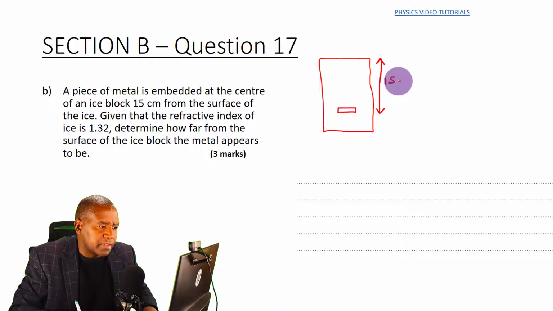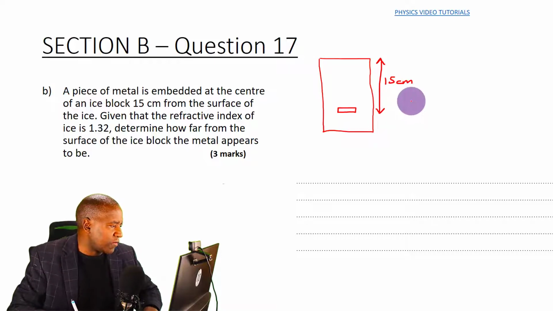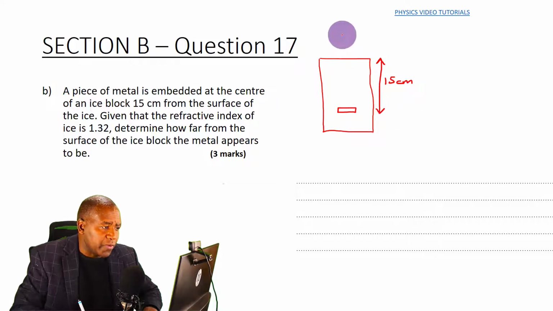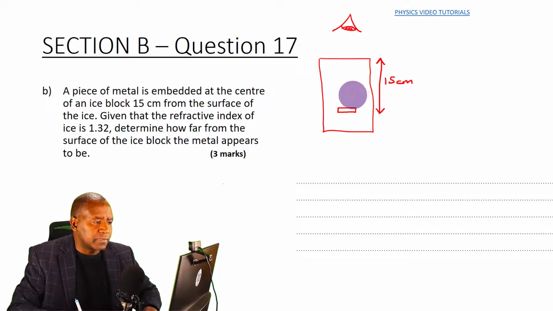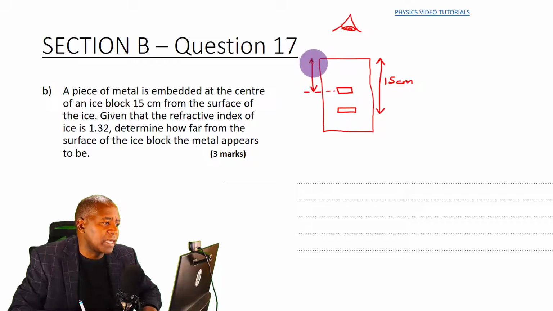15 centimeters. What else are we given? Given that the refractive index of ice is 1.32, determine how far from the surface of the ice the metal appears to be. So if we were to look at that material from above here, where will it appear to be? It will appear to be near us. It will appear to be somewhere around here. So how much will that depth be? How far will it be from the surface?